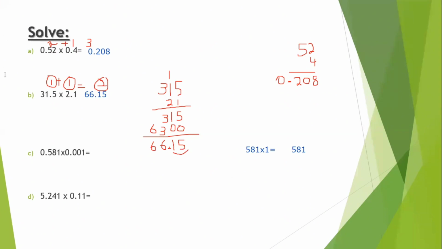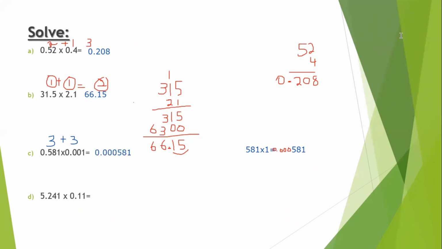The decimal point here was after 1, 2, 3 digits in the decimal place. And here it was after 1, 2, 3. 3 plus 3 equals 6. How can I return the decimal point after 6 digits? I have only 1, 2, 3. So I put 3 more zeros, so I have 6 digits in the decimal place. This will be the answer.